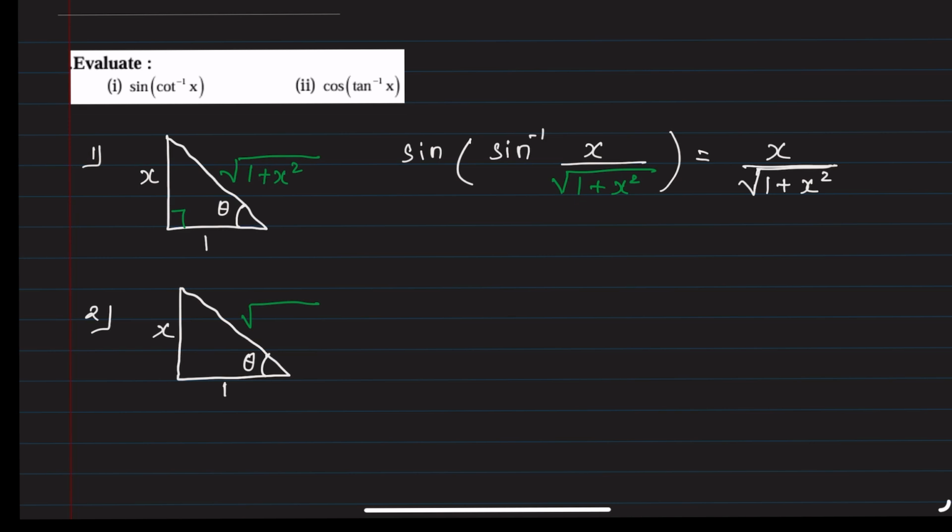Here just change the cot. So 1 plus x square. So instead of now cos, same. So cos inverse, cos is always adjacent upon hypotenuse, so that is 1 upon under root 1 plus x square.